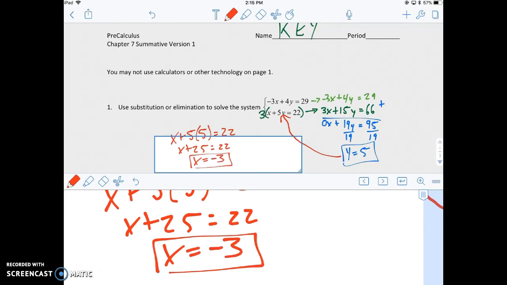Right? That is the method with elimination. Fairly straightforward. If you want to try substitution, you will get the same answer. I suggest solving the bottom equation first for x if you're going to take that route.